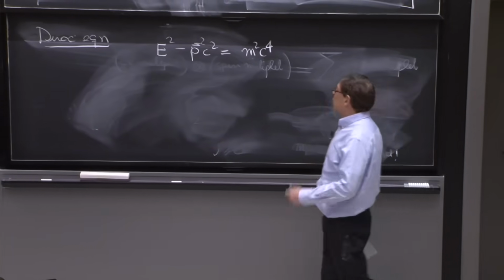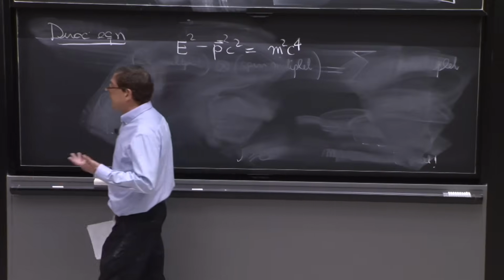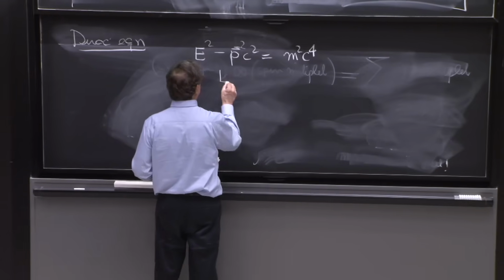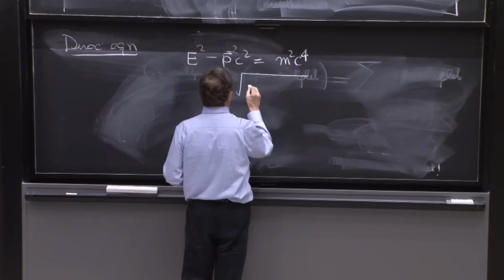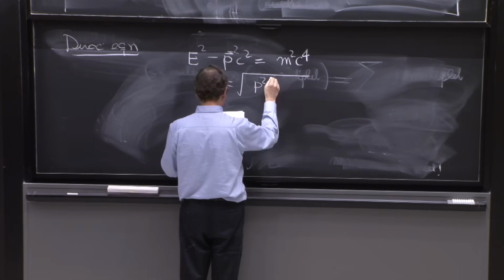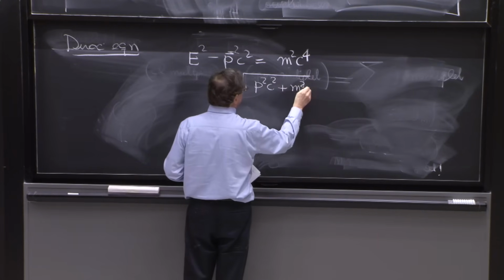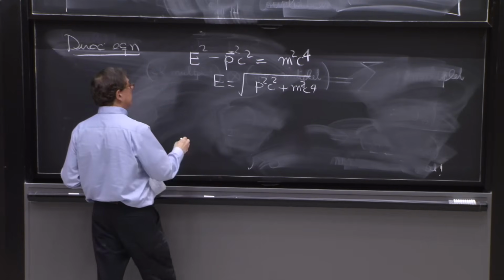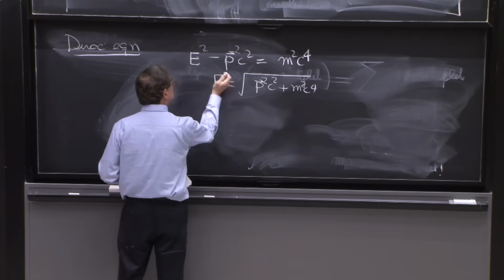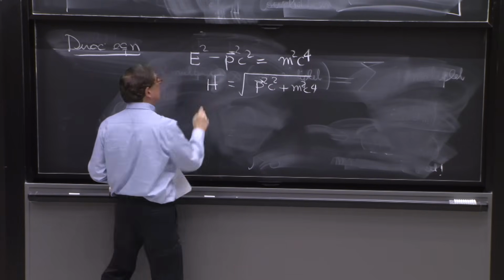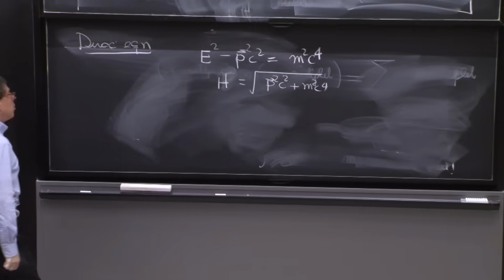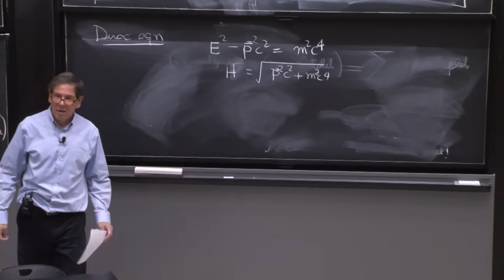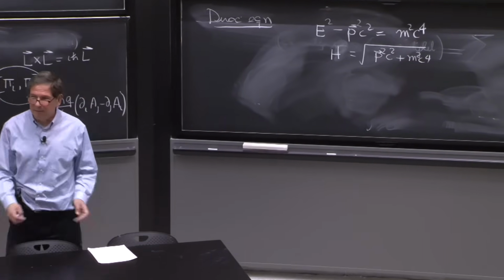So if you wanted to describe the dynamics of a relativistic particle, you could say, look, the energy is the square root of p squared c squared plus m squared c to the fourth. Therefore, I should take the Hamiltonian to be that thing. I should take H to be that and work with a Schrödinger equation that has this H with a square root. Nobody does that, of course.